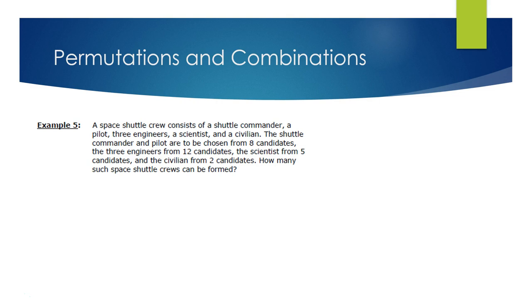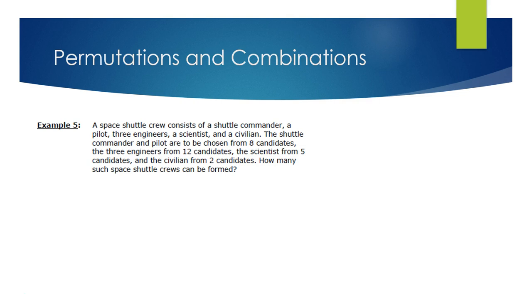Okay. So here we actually have a combination of several things. For the commander and pilot, choosing from 8 candidates, I am doing a permutation, because if I select Colonel Smith and Colonel Jones, and I say one's the commander, one's the pilot, well, it's going to matter which I assign to which. So the order does matter. There is a certain order to the selection.